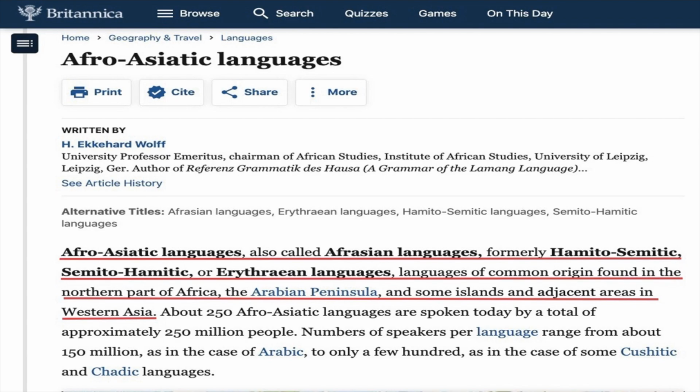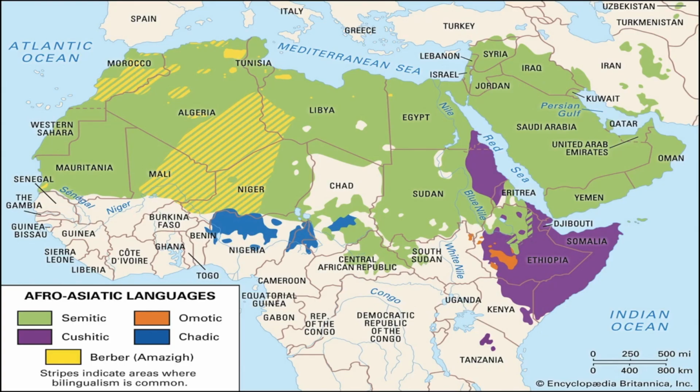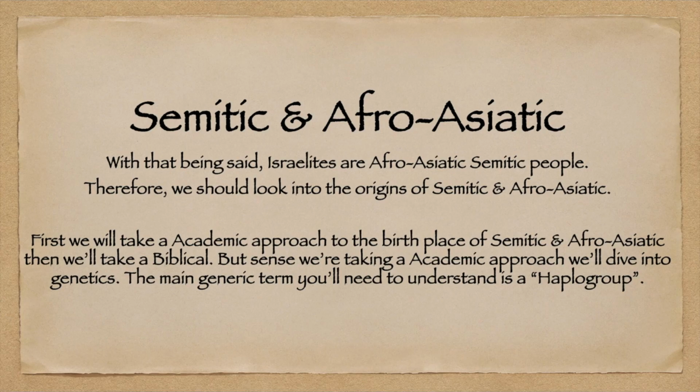Afro-Asiatic, also called Afrasian languages, formerly Hamito-Semitic or Semito-Hamitic, are languages of common origin found in the northern part of Africa, the Arabian Peninsula, and some islands and adjacent areas in Western Asia. So here's a map of the Afro-Asiatic languages, and it is spread across the Middle East and in Africa. So, with that being said, Israelites are an Afro-Asiatic Semitic people. Therefore, we should look into the origins of Semitic and Afro-Asiatic.